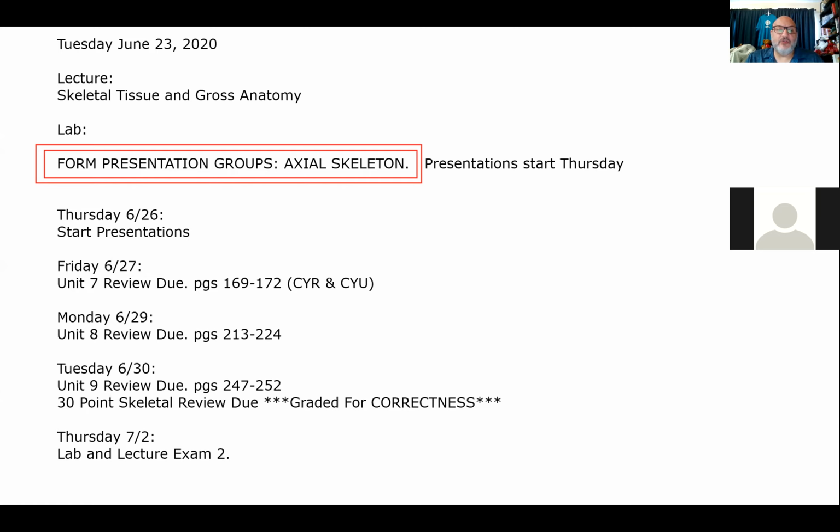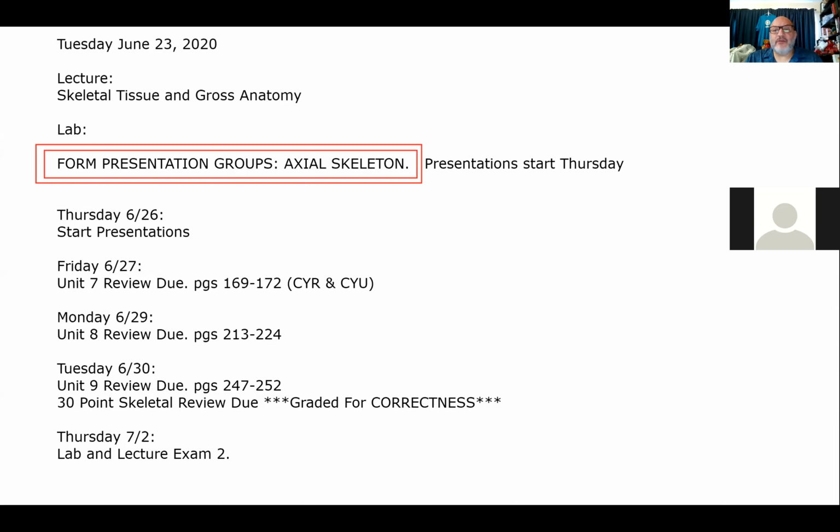What you're going to be doing is presenting bones and bone features, and I will talk about that process and what you're going to be doing on that. It's very simple, very straightforward, very low pressure. So it isn't anything to worry about that way. But we'll talk about that more when we get to it.